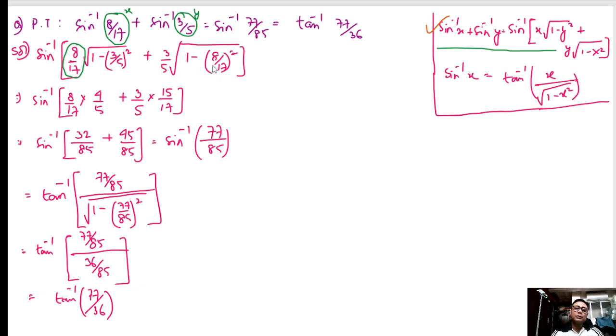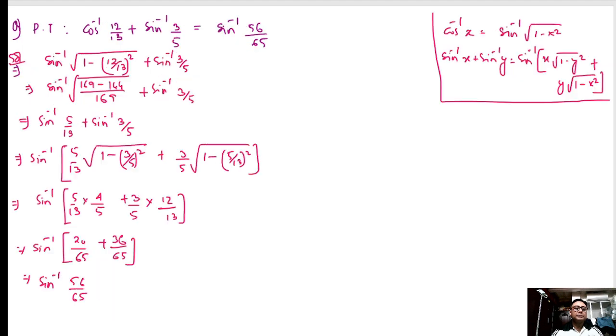Similarly, y into root over 1 minus x square. So solving it, we are getting this. So first part we got, but now from here we have to reach here. So now same way, sine inverse x can be written as tan inverse x by root over 1 minus x square. This is how the formula comes. So using it, this is my x, so x square, and solving it, we are getting this as the answer. Clear?